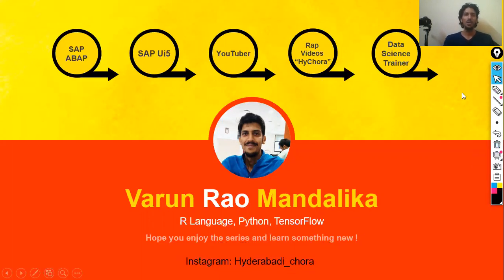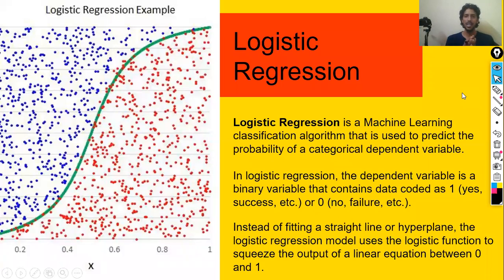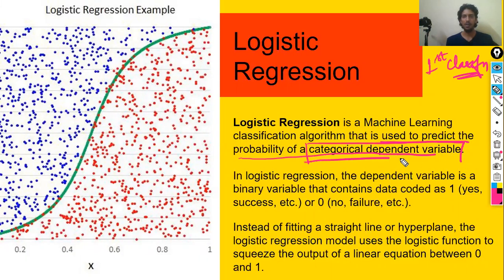Now going forward, talking about logistic regression, as we all know, guys, it is the most important machine learning algorithm, or rather the first preferred classification algorithm, I would say, after linear regression came into the picture. Now, logistic regression is also a supervised machine learning algorithm, and it is used to predict the probability of a categorical dependent variable. These three terms are very important: categorical, dependent, variable.